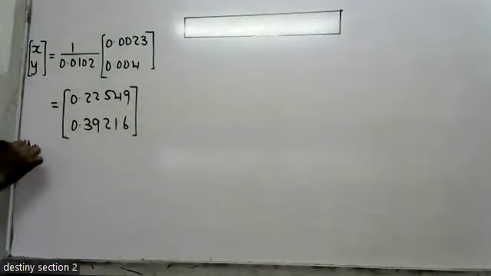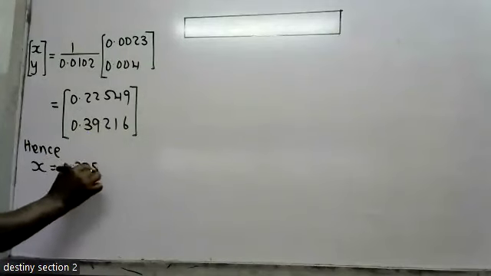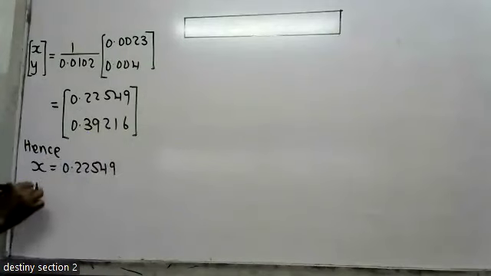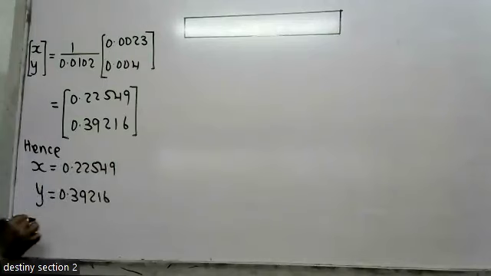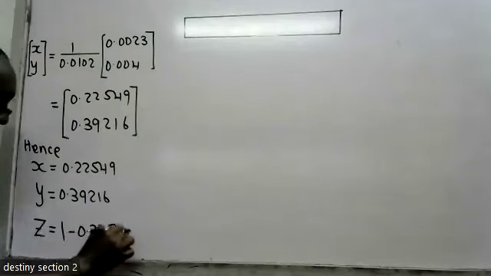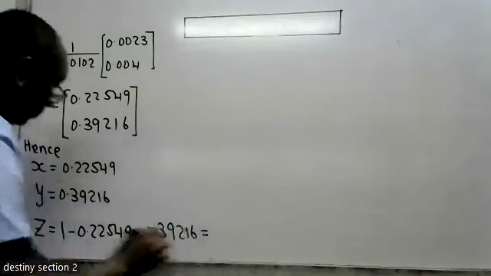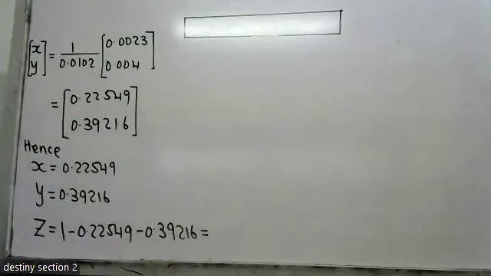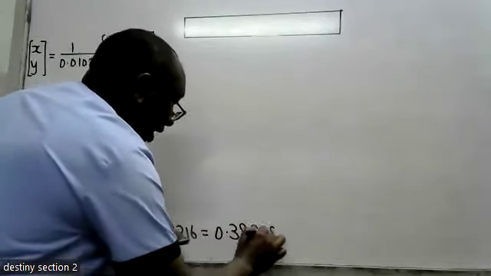And hence, x will be 0.22549. y will be 0.39216. And z will be 1 minus 0.22549 minus 0.39216. So 1 minus 0.22549 minus 0.39216, and I'm getting 0.38235.